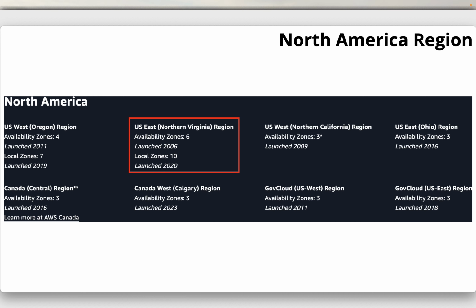So this is the North America region. We have seen there were around 7-8 regions in the North America continent, but now we are seeing that within a region, for US East 1, we have 6 availability zones, and you can see some information on when it was launched and how many local zones it has and when those got launched. Other information is also there, so you can pause the screen and take a look.